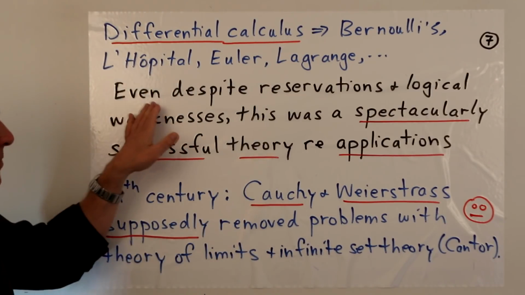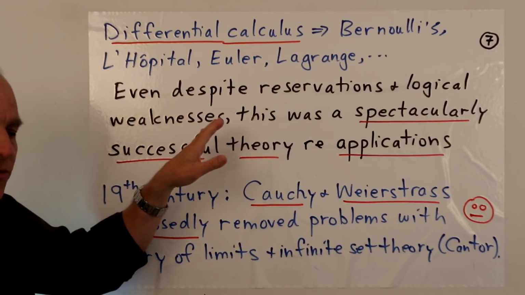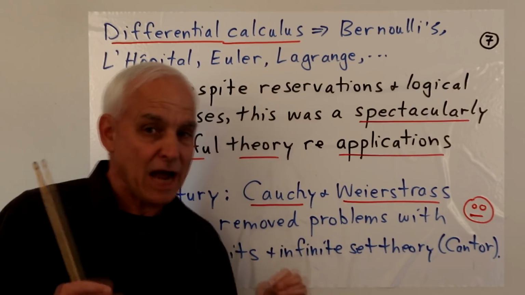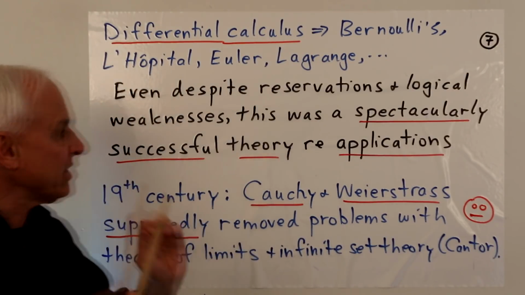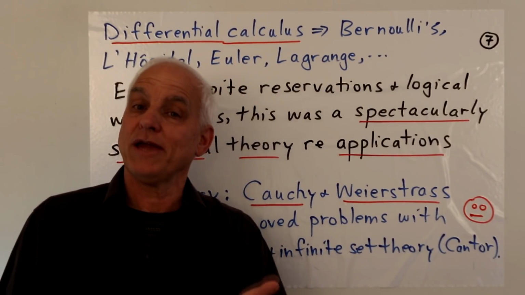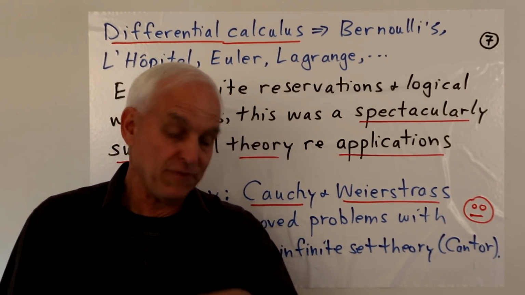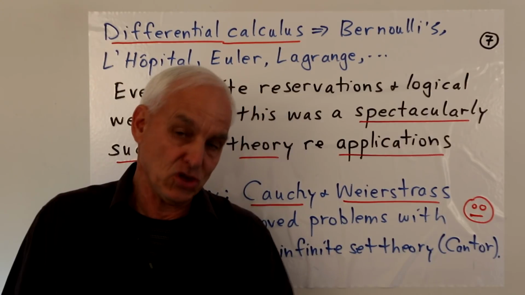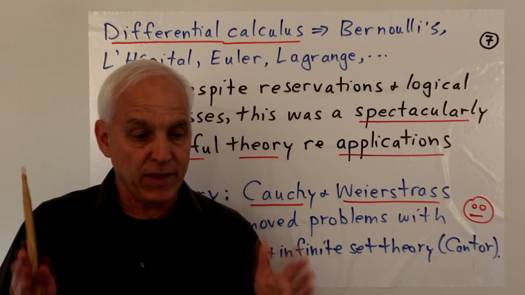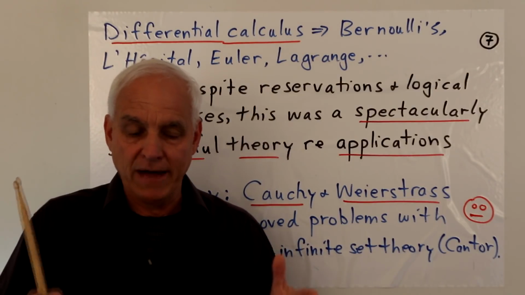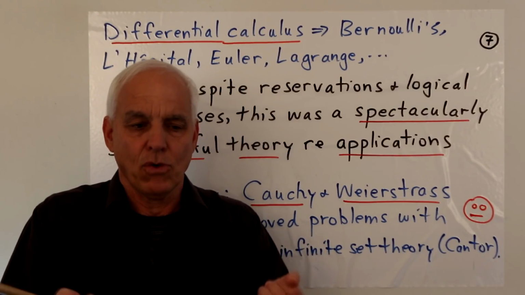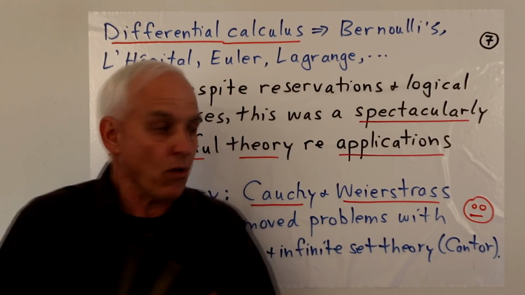So even though there were reservations, and people recognized that exactly what we're doing here is not entirely clear, nevertheless the theory was spectacularly successful, especially when it came to applications to physics and to engineering kinds of questions. So there was no question that this was powerful thinking, and people did not want to abandon it, but they wanted to find some way of buttressing it, or bringing into clearer focus what's really going on.